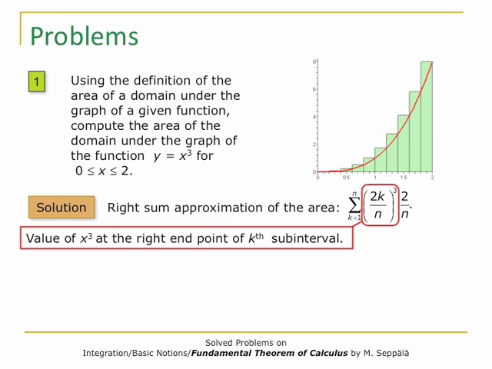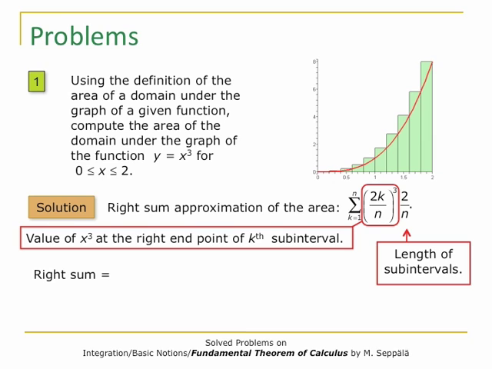The width of the rectangle is 2 divided by n, therefore the area of the rectangle is 2 times k divided by n, cubed, times 2 divided by n. We take the sum of these areas as k goes from 1 to n, and this is our approximation for the area under the graph of the function y equals x cubed. So the right sum approximation for this area is the summation k from 1 to n of 2 times k divided by n, cubed, times 2 divided by n.